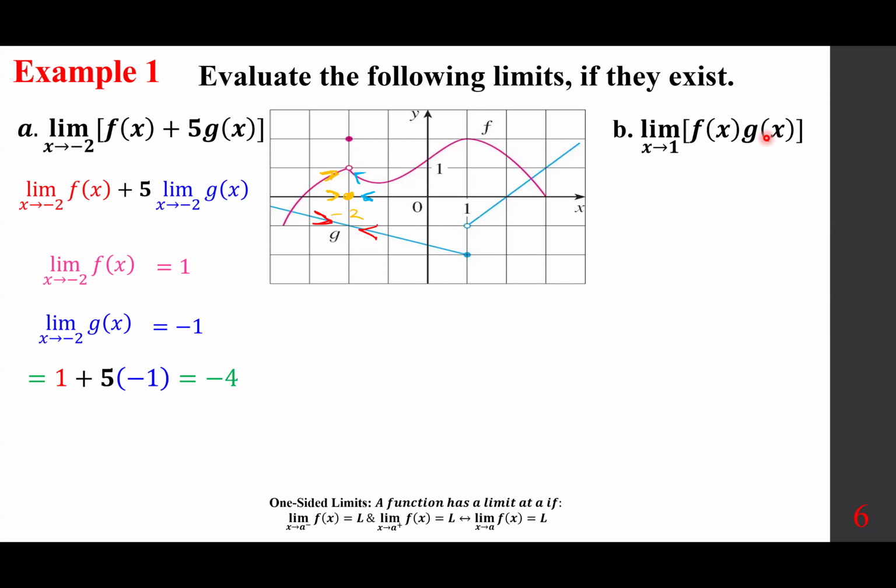The limit of f of x times g of x as x approaches 1. Again, we do the limit laws and we separate them into the following: limit of f of x as x approaches 1 times limit of g of x as x approaches 1. And we try to find each piece.